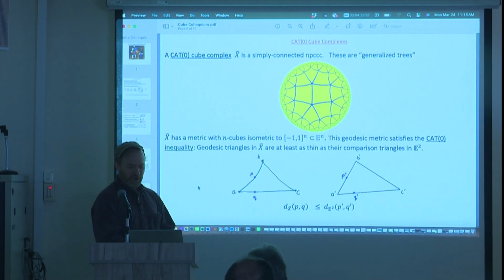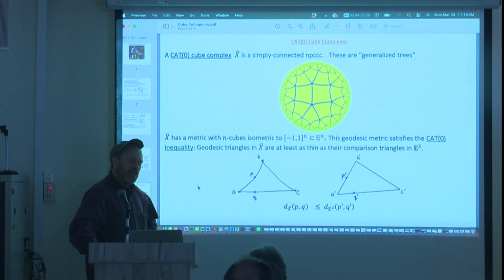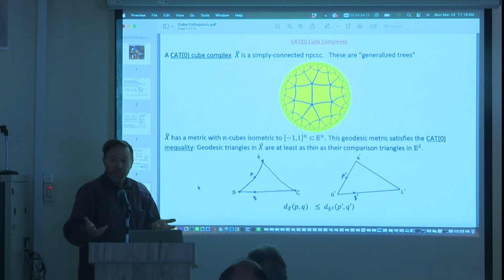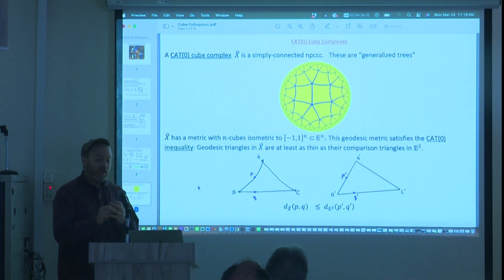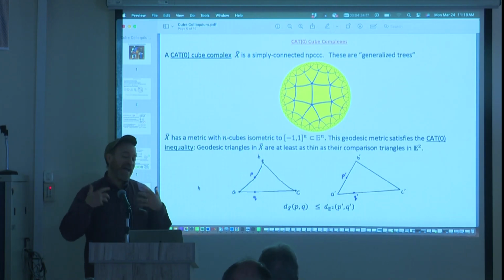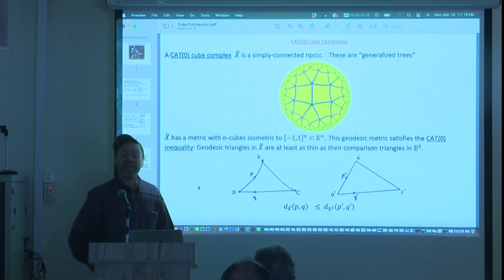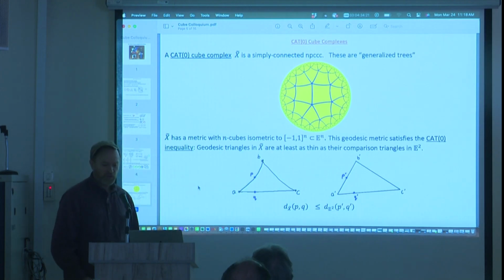What is a cat zero cube complex? These are simply connected, non-positively curved cube complexes. That's all. So you know what a non-positively curved cube complex is? It's a complex built from cubes, and the links are flag complexes. It's cat zero. That means that it's simply connected non-positively curved cube complexes.